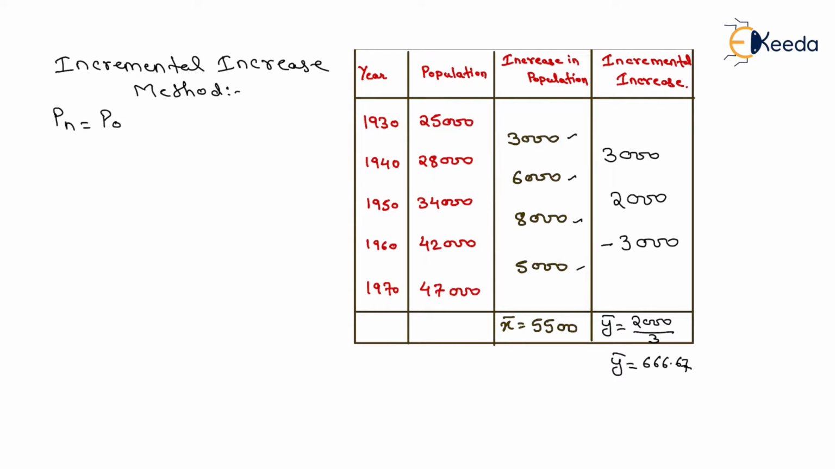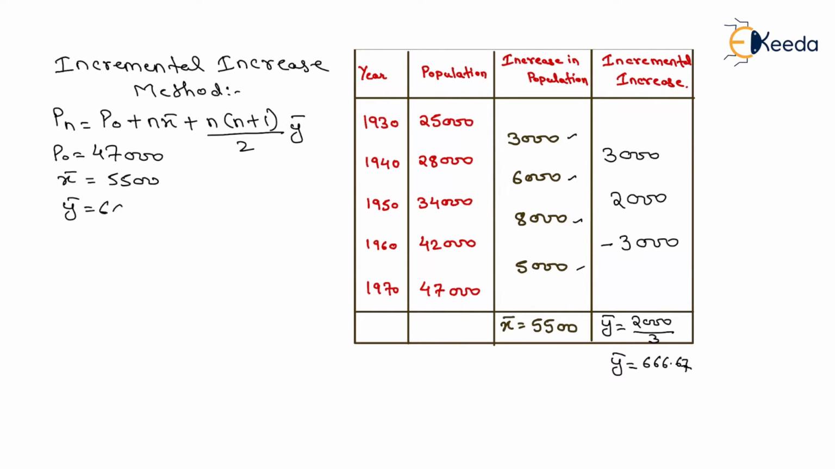It will be equal to P naught plus N x bar plus N into N plus 1 by 2 into y bar. Now we know the value of P naught, which will be equal to 47,000, which is the last known population given in the question. X bar is already calculated, that is 5500, and y bar we had also calculated as 666.67. Now we need to determine the population of 1980.